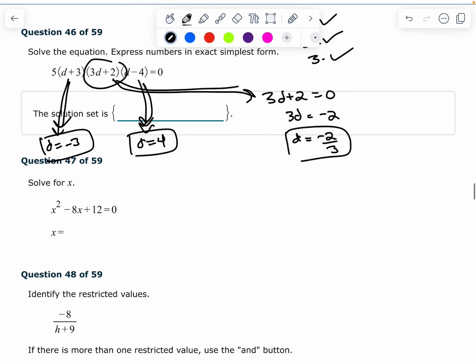Question 47, solve for x. Step 1, get it equal to 0. Step 2, factor it. This one is not factored. It has 3 terms. So positive 12, negative 8. We're doing star method because it has 3 terms, and negative 6 and negative 2 are your multipliers here.